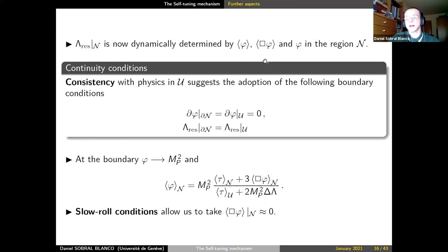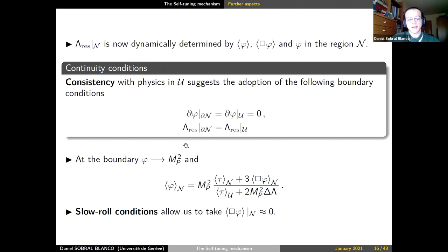But the consistency with physics in the other region, since physics must be consistent between the two regions, suggests the adoption of some boundary conditions. Even if we are completely agnostic about what happens in the region N, at least at the boundary we should recover the constraint on the field, where the first derivative is zero, and then both residuals must be the same at the boundary.